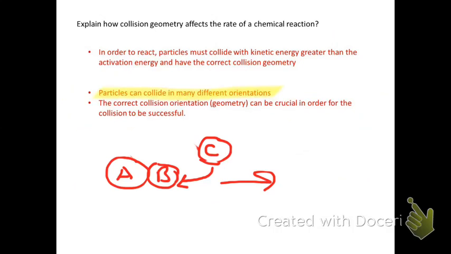What will take place is the bond between A and B will be broken, and A will be by itself, leaving us with a new compound of B and C, which are now bonded together. All right? So the right collision angle or orientation must occur in order for the reaction to take place.